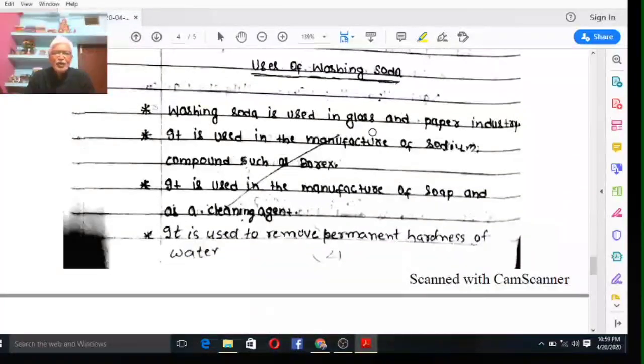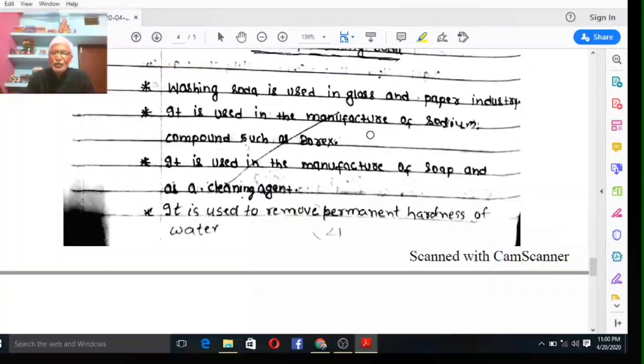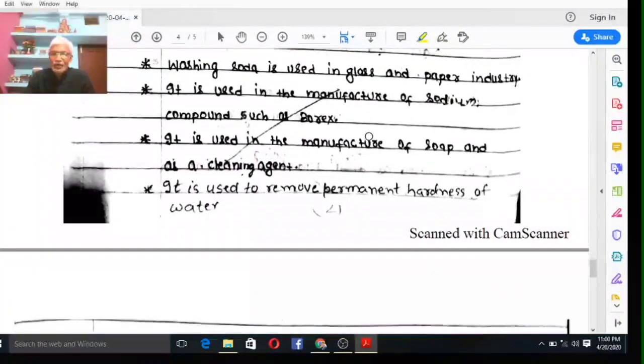Uses of washing soda. Washing soda is used in glass and paper industries. It is used in the manufacture of sodium compounds such as borax. It is used in the manufacture of soap and cleaning agents. It is used to remove permanent hardness of water.